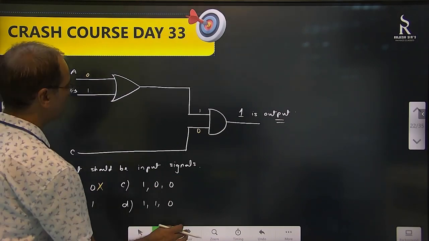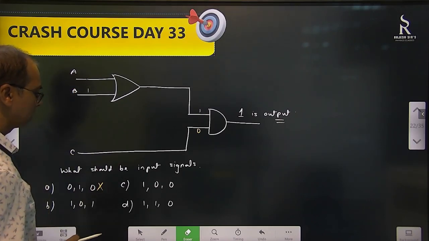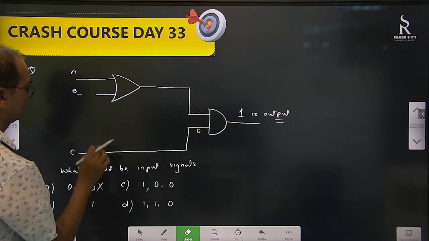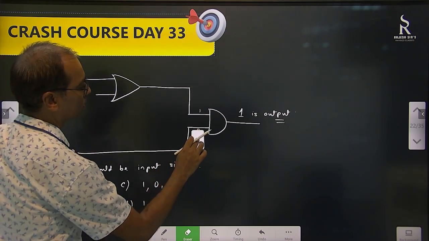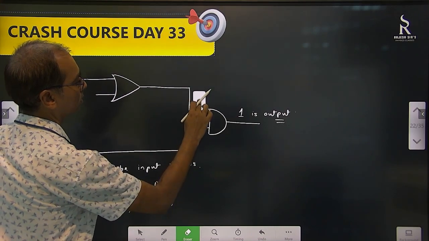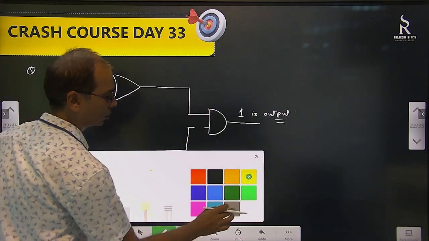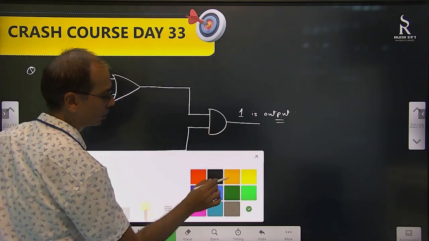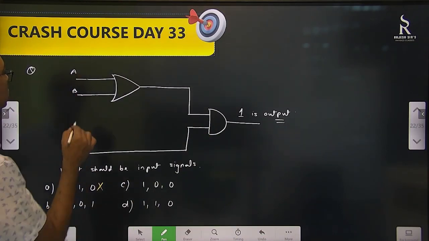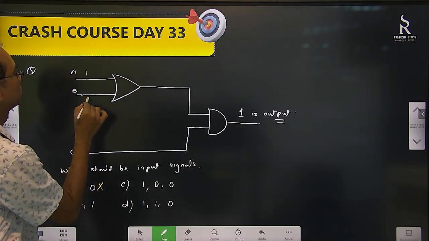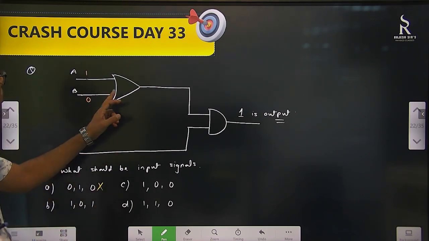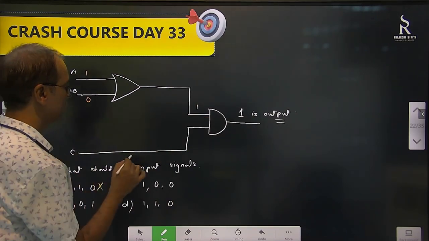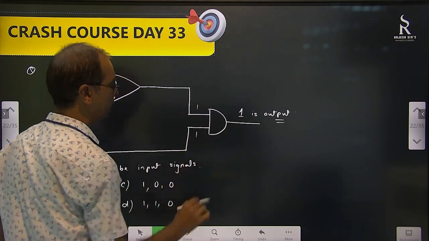Now let's go for the second one. Second one is what? 1, 0, 1. Okay. Now what we have? 1, 0, 1. So this is 1. This is 0. 1 and 0, this again is 1. So it will be 1 here. And this one is 1. This is also 1. 1 and 1 will give us 1. Okay, this is our answer.